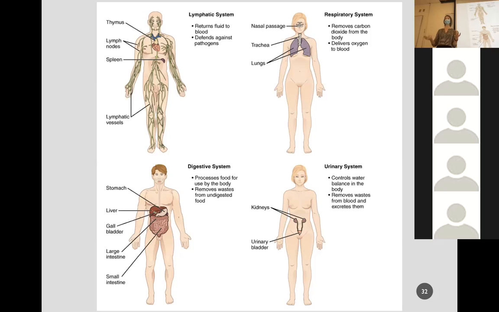Digestive system processes food. There's a lot of organs involved in the digestive system. So the main ones I would consider are the stomach, the liver, and then the two intestines. So large intestine, small intestine, stomach, pretty straightforward, and then the liver. So all of those are processing food, taking the nutrients and sending them where they need to go, and then excreting anything that's not needed.